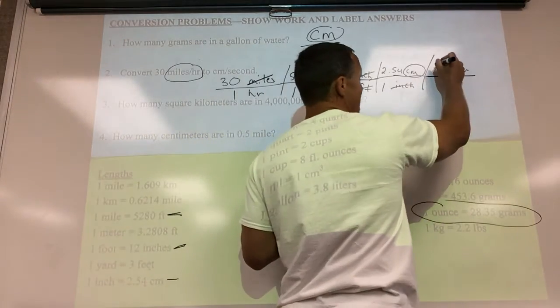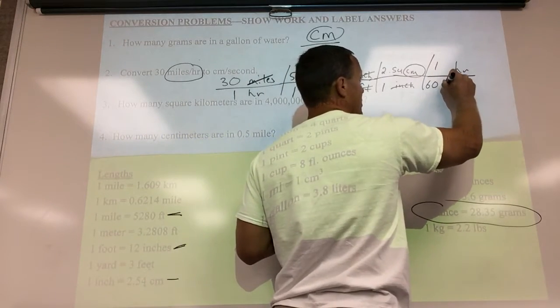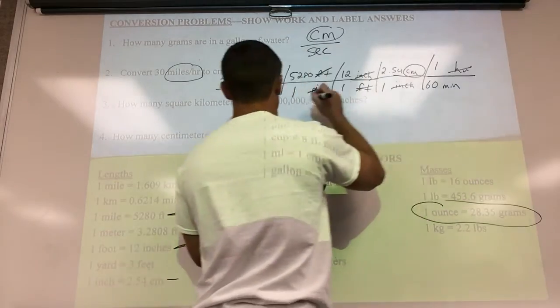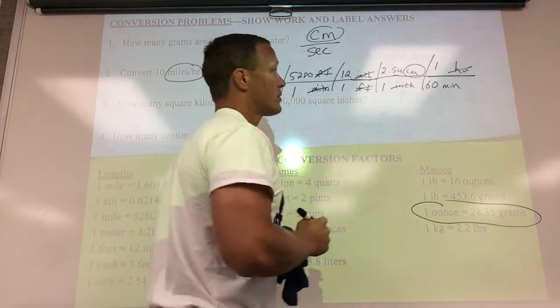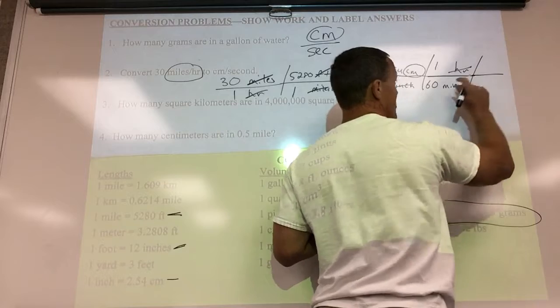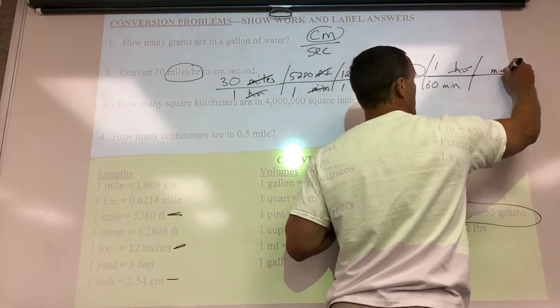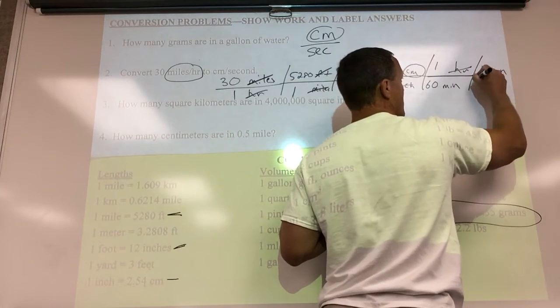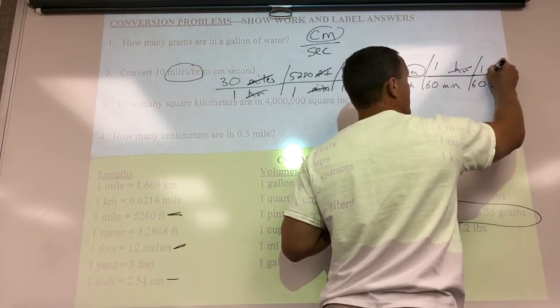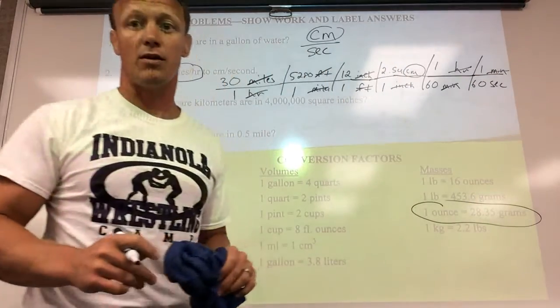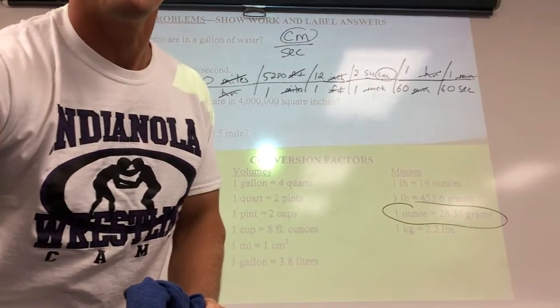We can say that 1 hour is 60 minutes. That cancels with that. We're still not at seconds in the bottom. So minutes in the bottom, minutes comes up top. 1 minute is 60 seconds. That cancels with that. I'm not sure if you can see it all the way over there. I'll move the camera a little bit.